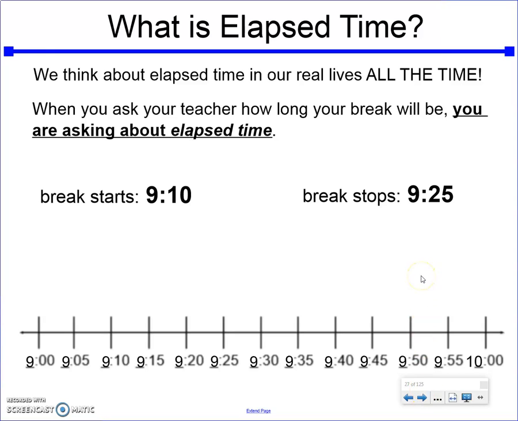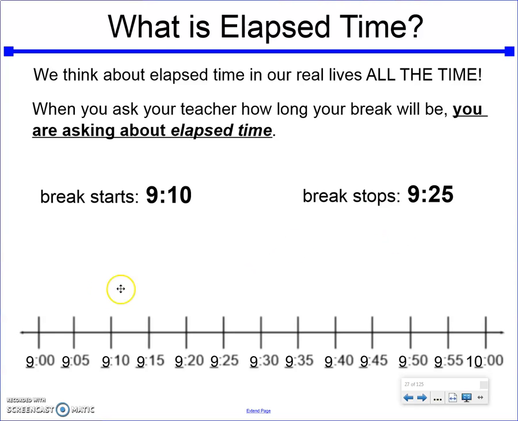So let's think about that Google Meet problem, where your Google Meet break starts at 9:10 and the break ends at 9:25, and you want to know how much time you have for your break, or how long your break is. You want to know the elapsed time, but between the start of your break, 9:10, and the end or stop of your break, 9:25. This number line here is going to be very helpful to us.